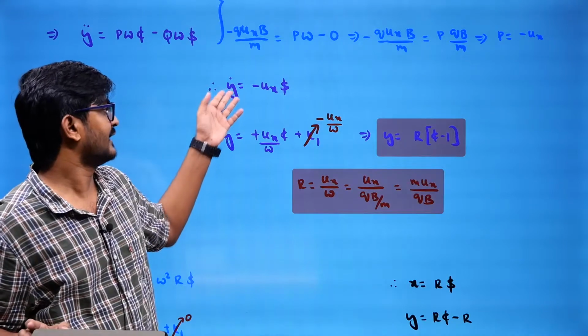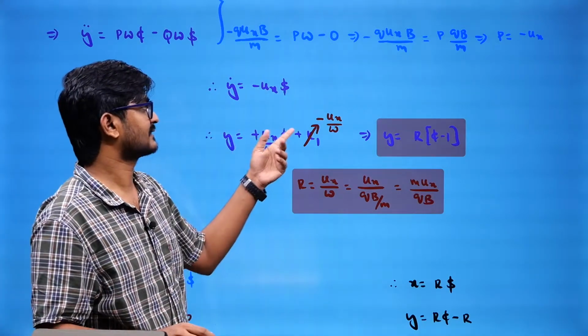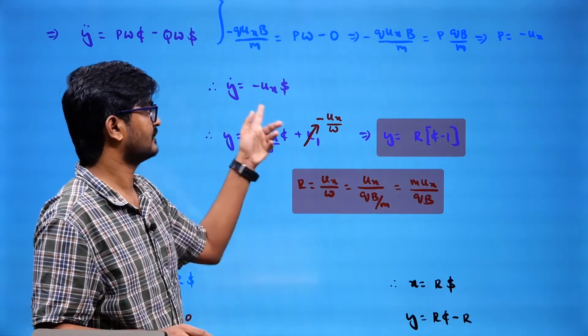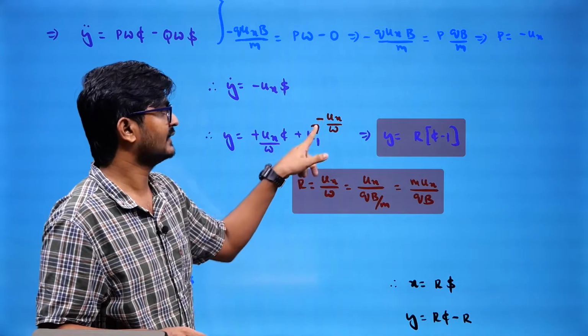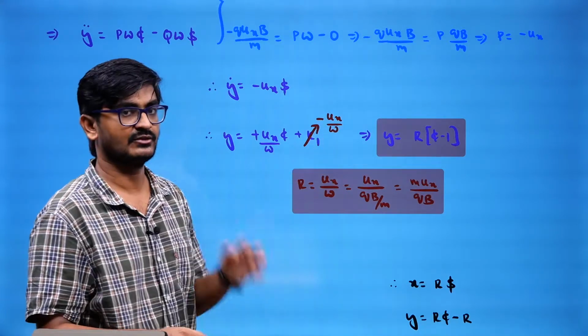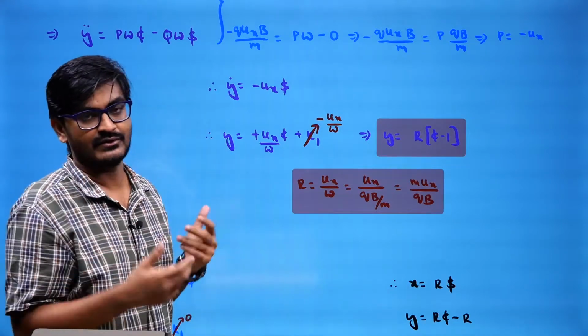Now if I integrate it, what I will be getting? Integration of this one is going to become plus ux cos omega t by omega. So plus some constant will be coming. Now this constant, I know it has to be ux by omega. Now how I got it is, y coordinate initially is 0.